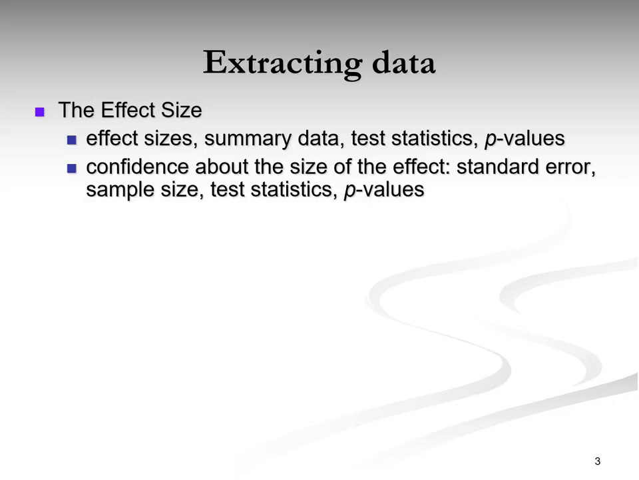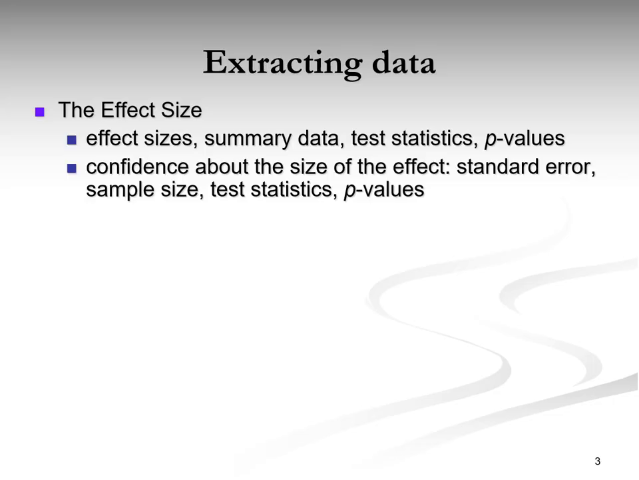Sometimes effect sizes are immediately reported in the papers, but sometimes we have to calculate them, so we extract summary data, test statistics, p-values, and so on that can be used to calculate effect sizes afterwards. But we are not only interested in the size of the effect, but also in the confidence about the size of the effect. So we also want to extract data like standard errors, the sample size, test statistics, and p-values, because these also give an idea about how precise the size of the effect was estimated.